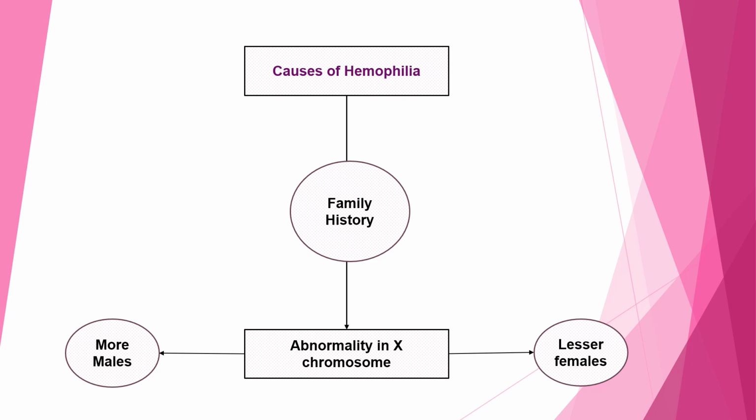A mutated gene is a gene that, due to some unknown reason, changes its sequence of DNA units. Females can be carriers of the mutated gene, but they usually have enough clotting factors to prevent bleeding problems. Hemophilia C is a condition that affects males and females equally who inherit two mutated genes, one from each parent.